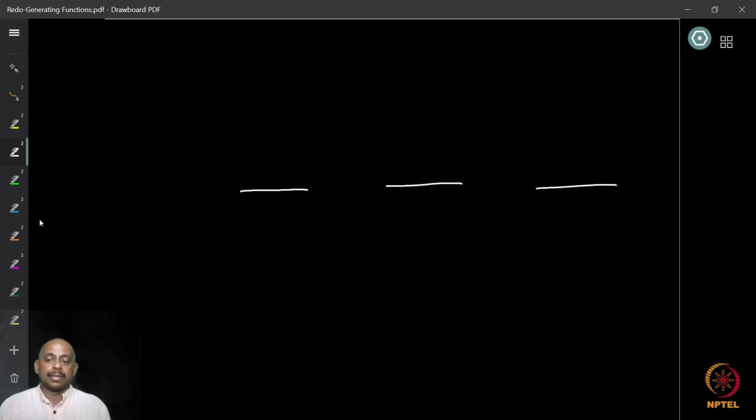Okay, so with that, we will change to a different topic now. In the next class onwards, we will look at a slightly different type of generating function. So at the moment, we will stop and continue in the next class.